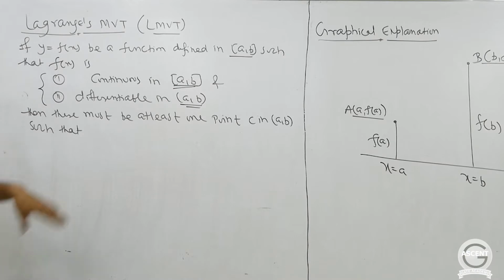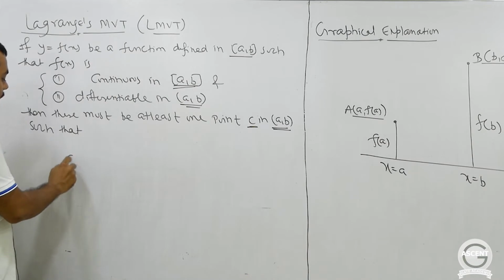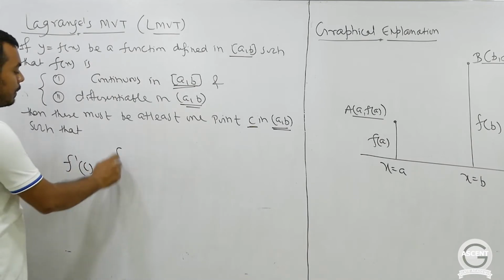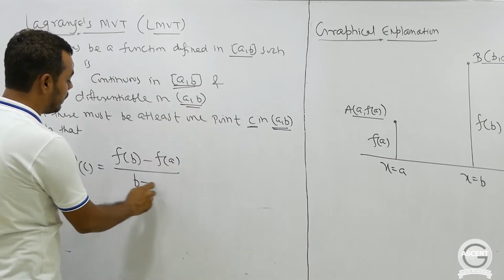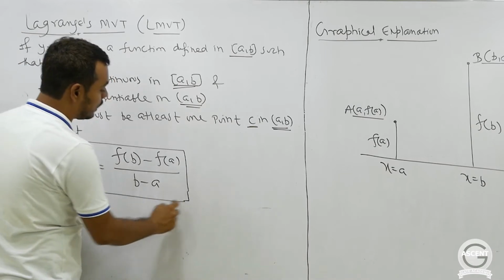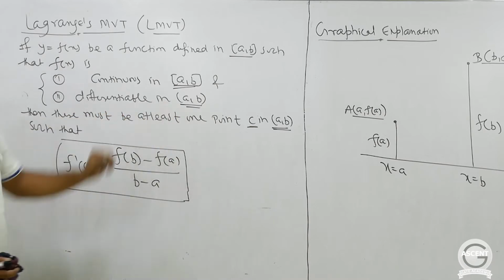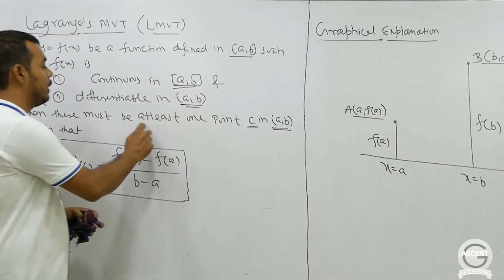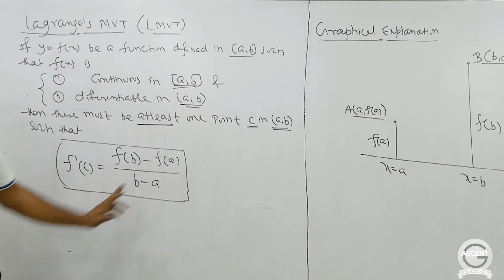So now the theorem says that if these two conditions are satisfied, then there must be at least one point c in this interval a to b such that f dash c will be f of b minus f of a by b minus a. If you have a continuous function in the closed interval [a, b], differentiable in the open interval (a, b), then there must be at least one point where f dash c will be f of b minus f of a by b minus a.